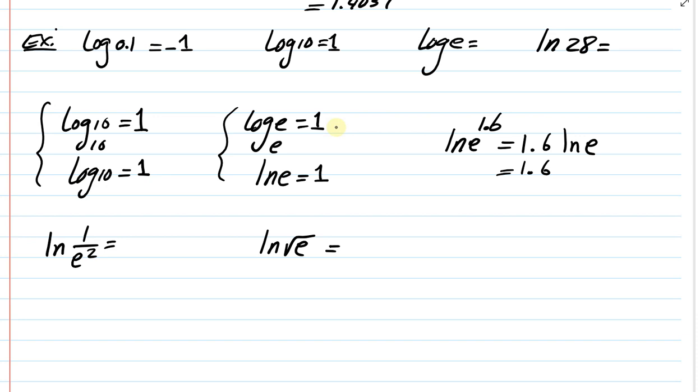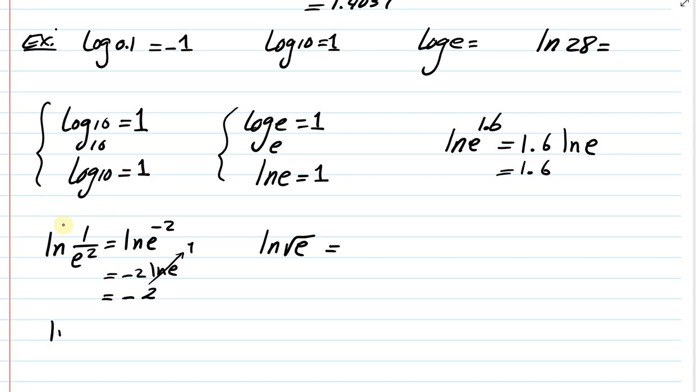Let's do ln of 1 over e squared. ln of 1 over e squared, this one. I can do it a couple of ways. One way, the easy way, is to rewrite 1 over e squared as 1 over e to the -2, then bring -2 in front of the log. That makes it -2 ln of e, but remember, ln of e is 1. So the answer will be -2.